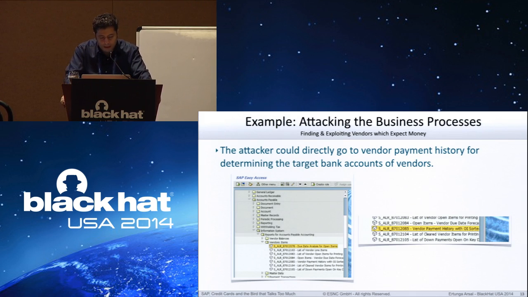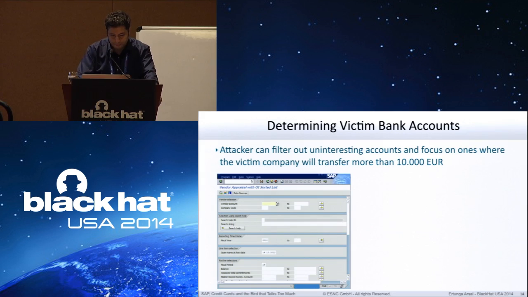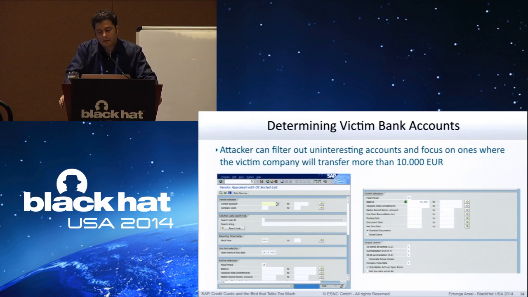So there's a transaction for this, SALR, and this gives the vendor payment history, where you can filter out and see which vendors are important for our target. So the attacker goes to this transaction, runs it, and then filters the vendors to which the company will pay more than 10,000 euros.